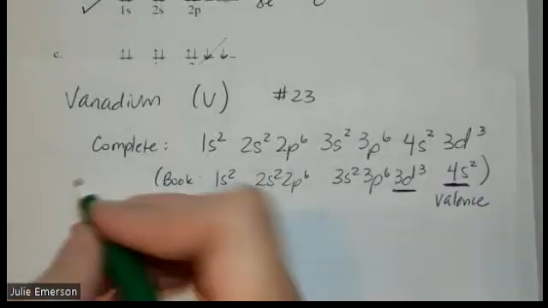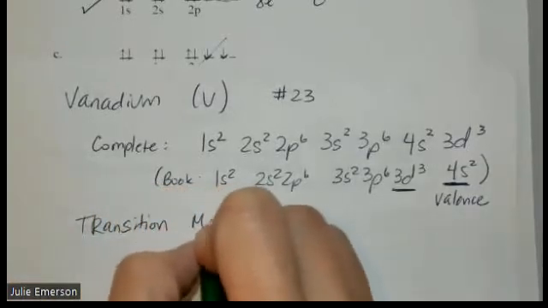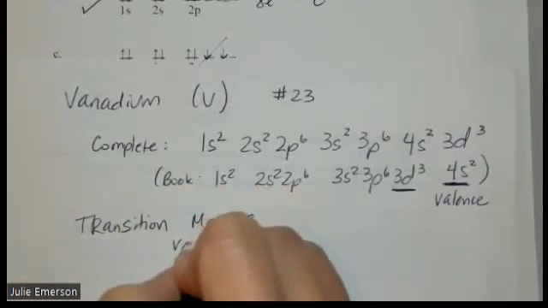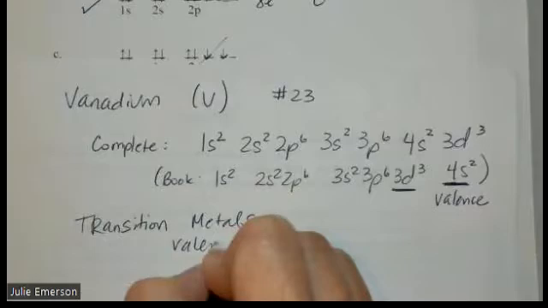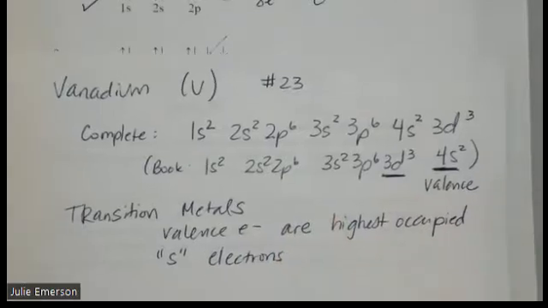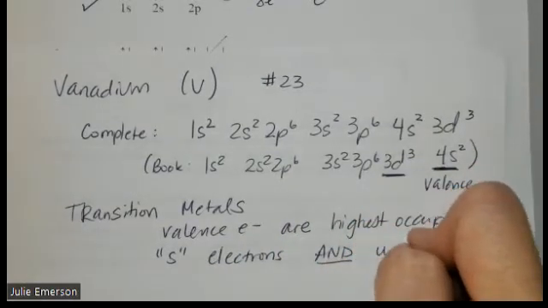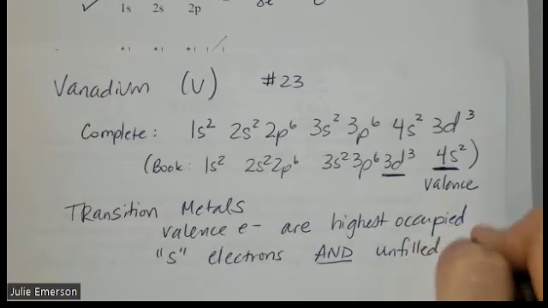So transition metals, I'm going to write this out. Transition metals, the valence electrons are the highest occupied s electrons, right? The 4s that we saw, and any unfilled d electrons. All right.